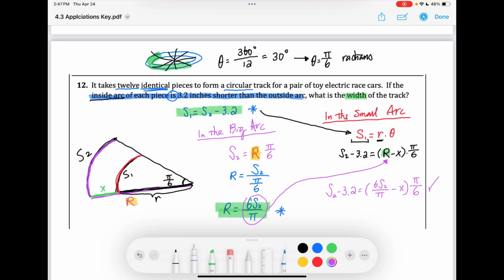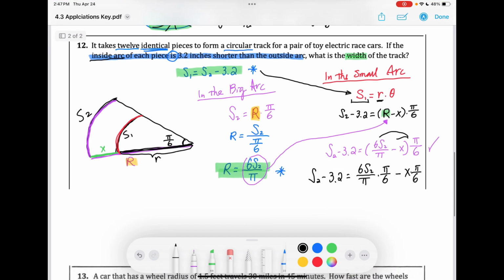Good. Almost there. What do I do the next step? Housekeeping. We can distribute. So the left side we have nothing, S2 minus 3.2, and that is equal to 6 times S2 over pi times pi over 6 minus x times pi over 6.